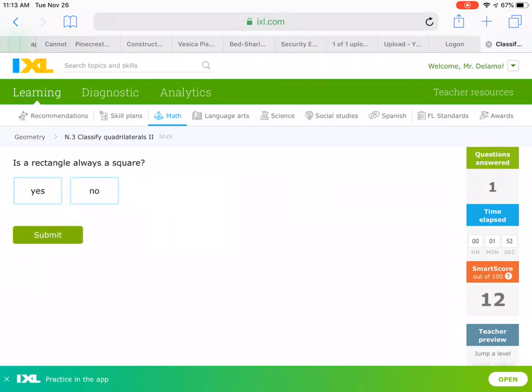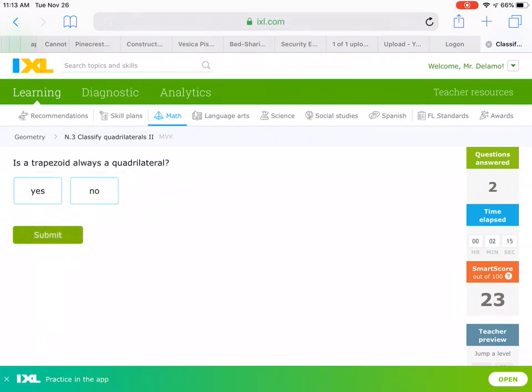Okay, is a rectangle always a square? Okay, so what does it take to be a square? We need all four sides to be congruent and all four angles to be 90 degrees. Does a rectangle satisfy those things? No, it doesn't, because it doesn't require that all four sides are congruent. So that's a no.